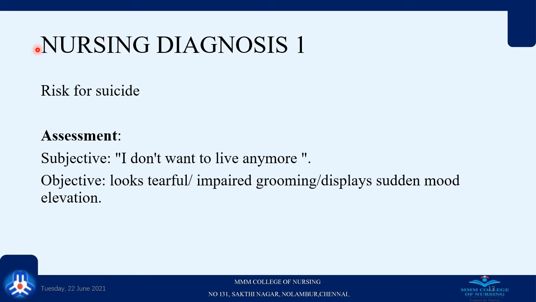Now, having listed down some of the nursing diagnoses, let's discuss a few of them. The first one, risk for suicide. I'm going to complete it with the three components. So it can be: risk for suicide related to negative cognition as evidenced by patient verbalizes suicidal ideation. The assessment, subjective data could be, "I don't want to live anymore." Objective data: patient looks tearful or has impaired grooming, he displays sudden mood elevation.